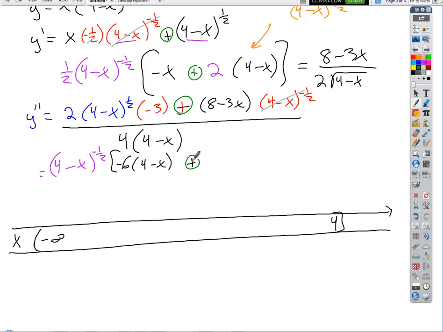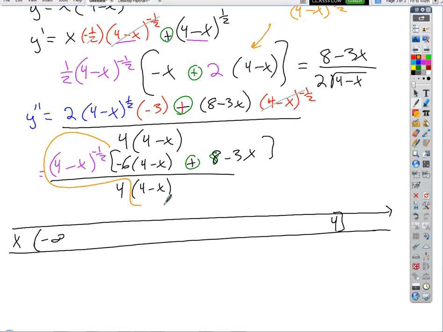And then over here, what are we left with? 8 minus 3x. And because we're adding, we don't need parentheses, right? All divided by 4 times the quantity 4 minus x. Okay, so then we can combine, look at this stuff right here. Exactly, what's that all going to become?